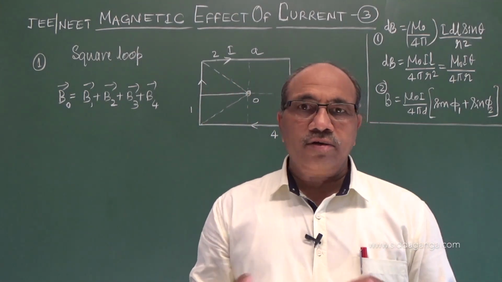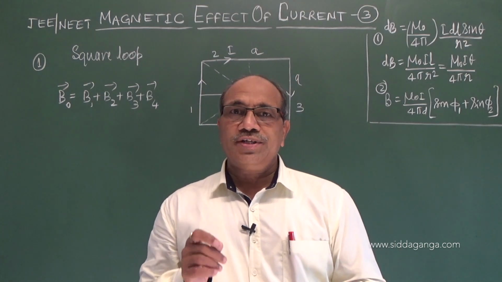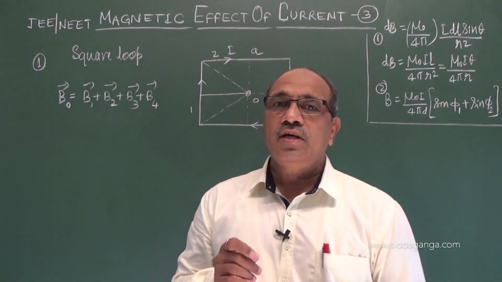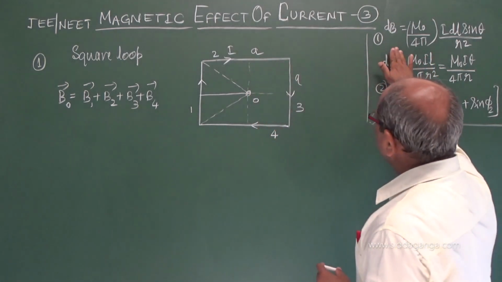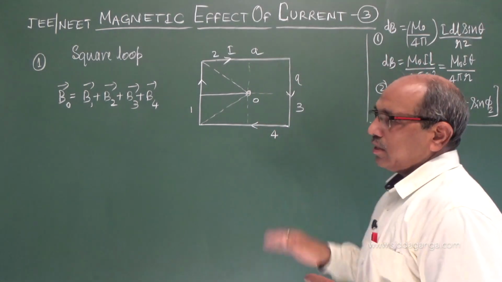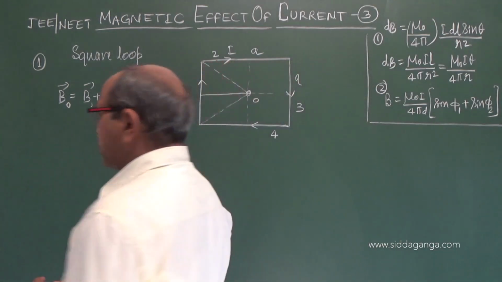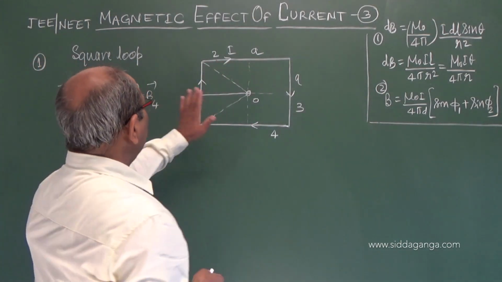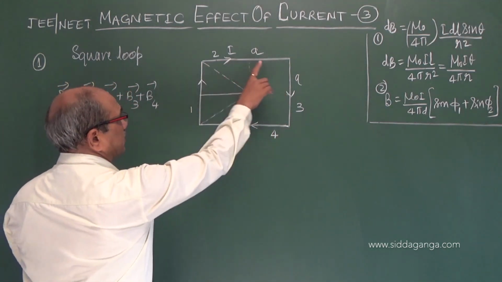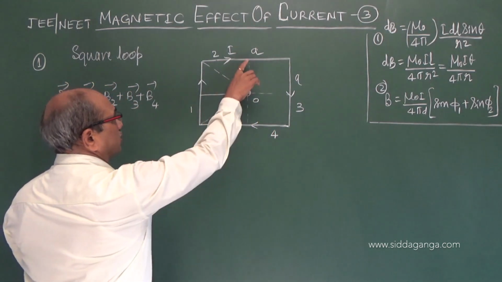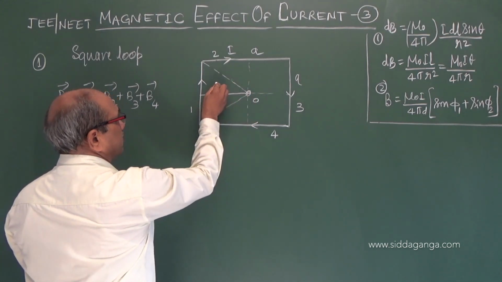Similarly, we have taken a regular hexagon and also shown what is the magnetic field at the center of the hexagon. Similarly, with the help of these relations of Biot and Savart law, the magnetic field produced by a current carrying conductor. Let us come to the square loop. In the square loop, each side is of the same length and the bisecting intersection point is at a distance a by 2.